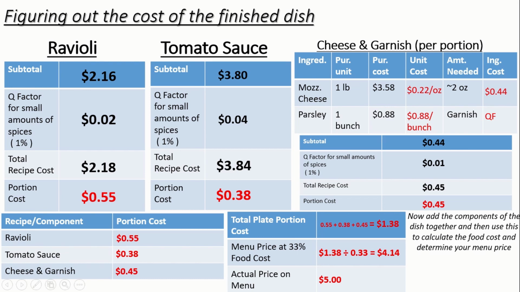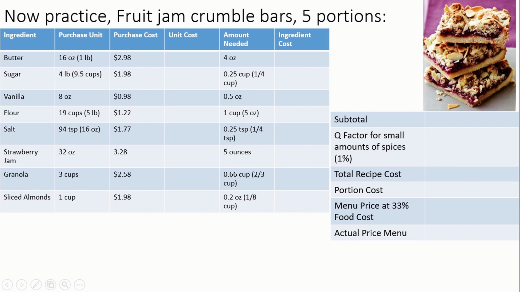Okay, so now that we've gone through two examples, what I'm going to challenge you to do is try this example on your own. If you are part of the culinary arts class, this recipe looks familiar. If you are outside of our culinary arts class, what I'd like you to try is do the exact steps that we just did in taking the purchase cost, dividing it by the purchase unit, finding the unit cost, multiplying that by the amount needed, get the ingredient cost, and ultimately go through all the steps that you would take to get to the final menu price and your portion cost.